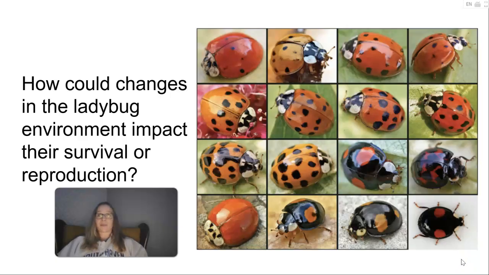So again, it comes down to their environment. What could change in their environment such that maybe the black ones would be more successful and the red ones might be less successful? Hopefully you're starting to follow the conversation here. It's all about surviving and reproducing. You have to be able to do both in order to pass along your genes. You cannot reproduce if you have not survived.